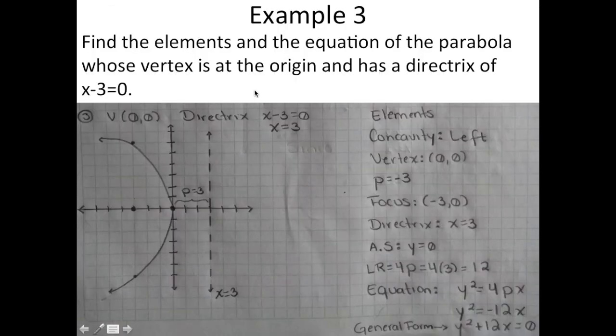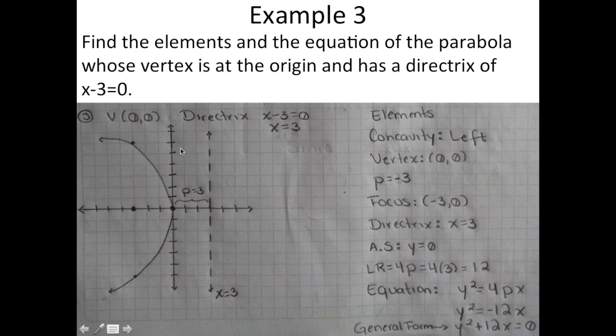All right? Here's another example. Now this example is going to give you the elements, and you're going to have to find the equation. Now it's the other way. I'm giving you the elements and you have to find the equation. So find the elements and the equation of a parabola whose vertex is at the origin and has a directrix of x minus 3 equal to 0.